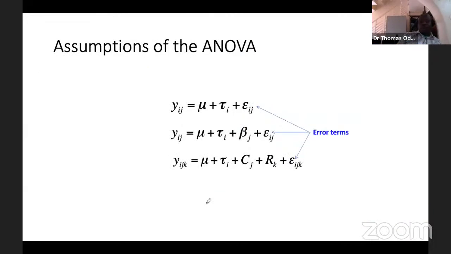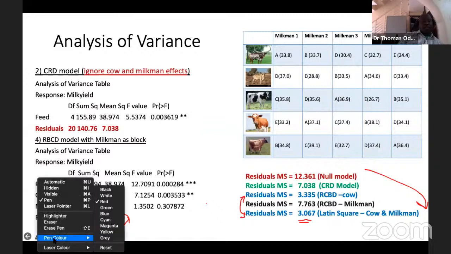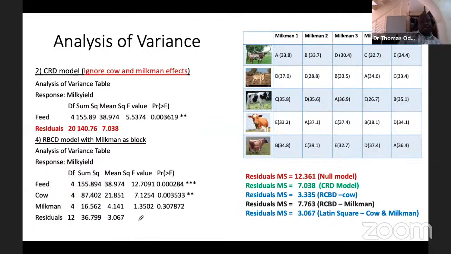Okay. So now we have our models here. Maybe what we can do, let me try to interpret this model now before we go to look at the assumptions of the analysis of variance. Okay. So here, let's assume that we are going to take our model number 5. This is the model that we are going to take as our model for the interpretation.